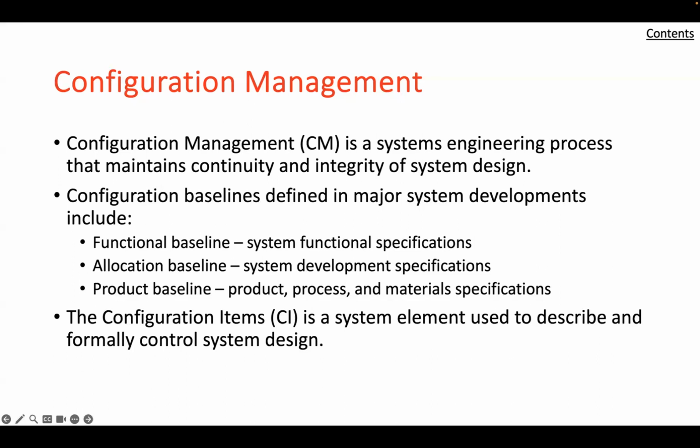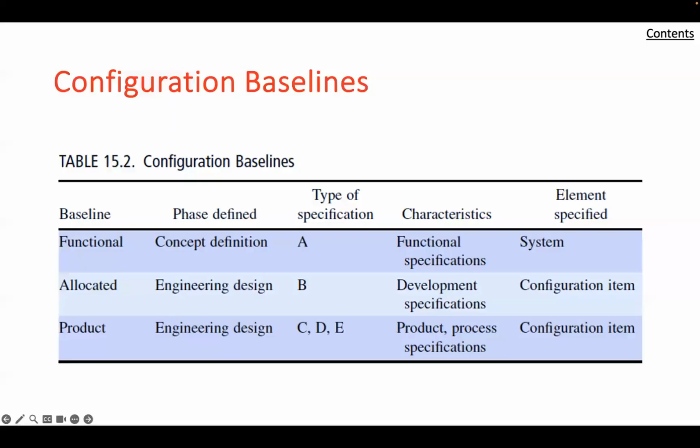The terminology of formal configuration management includes two basic elements: configuration items and configuration baselines. Each of these is discussed, and we'll talk about that in the next chart. We'll talk about configuration items first, and then we'll get to this table that we're showing here that shows configuration baselines. A configuration item is a system element that is a basis of describing and formally controlling the design of a system. In early phases of system definition, it may be at the level of a subsystem. In later phases, it usually corresponds to that of a component.